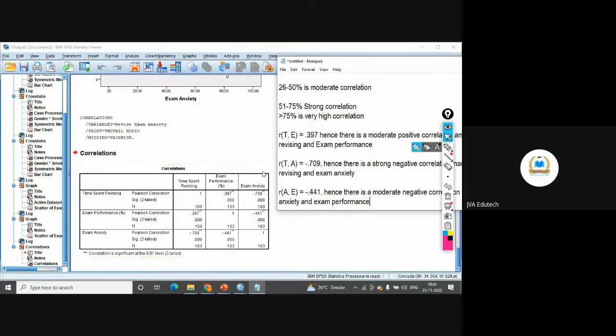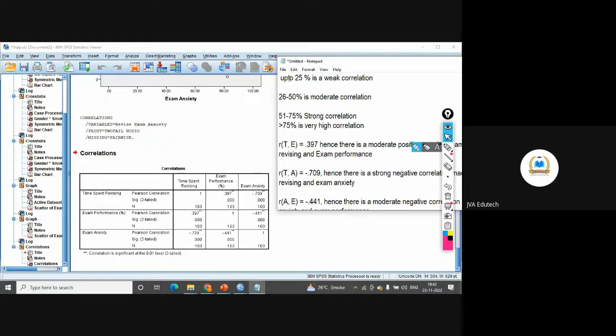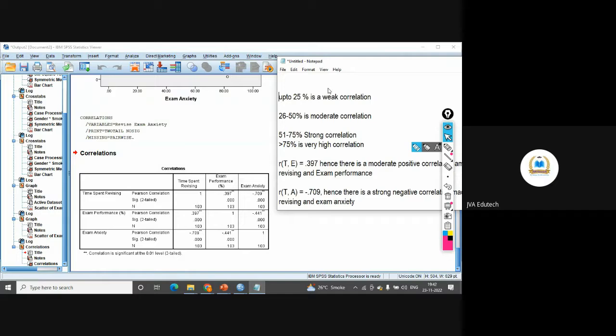So from all this, we can say, now you might be saying, why have I modeled all these three at once? Why not first between time spent revising and exam performance, and then anxiety and all? Because please remember the golden rule: outcome is equal to model plus error.